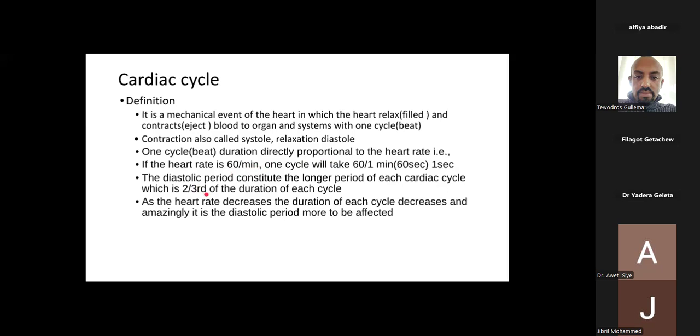Diastole is 2/3. And surprisingly, when the heart rate increases, either physiologically or pathologically, it is not the systolic period that is affected. It is mainly the diastolic filling period. So when there is tachycardia, physiologic or pathologic, what will happen? The diastolic filling period will decrease. That means preload decreases, so stroke volume will decrease. The patient may develop low cardiac output if there is extreme tachycardia. What about the systole? It will not be much affected.